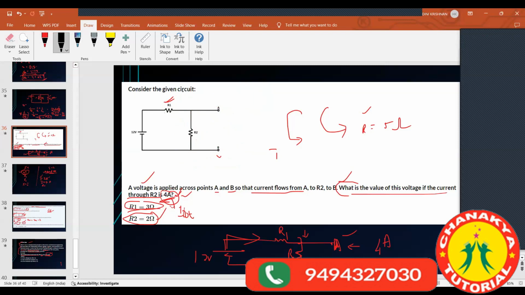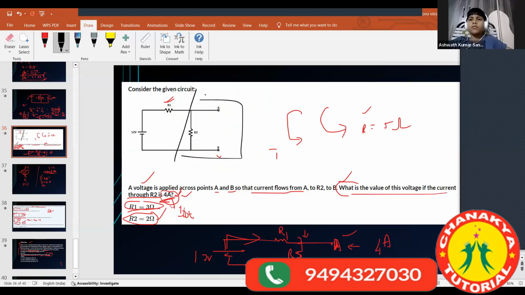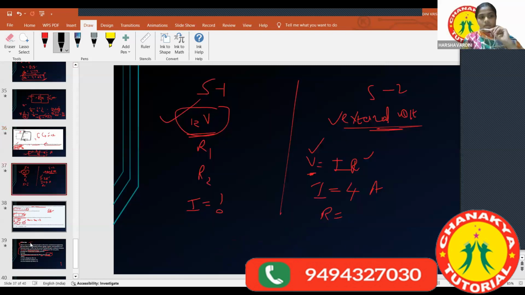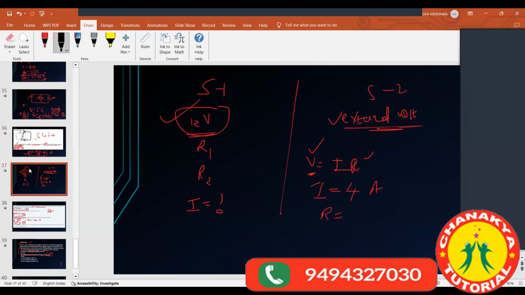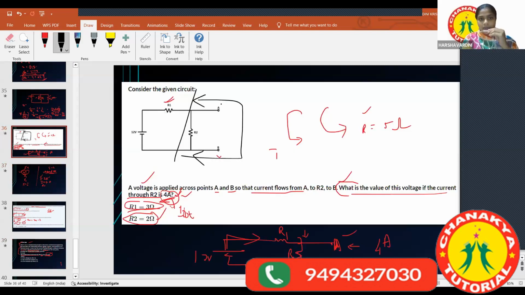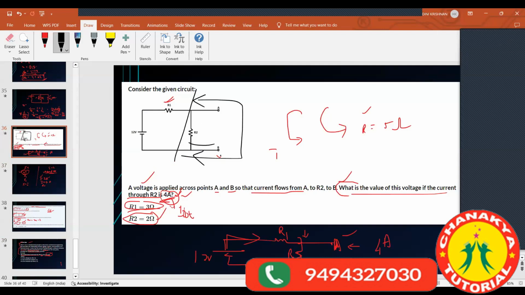Ma'am, so now we need to find the voltage. Yeah, only this part of the current we have found now. We have removed it from the 4 ampere. We subtracted the 2.4 and removed it, and we have got the current passing only through this circuit, A to R1 to R2 to B.